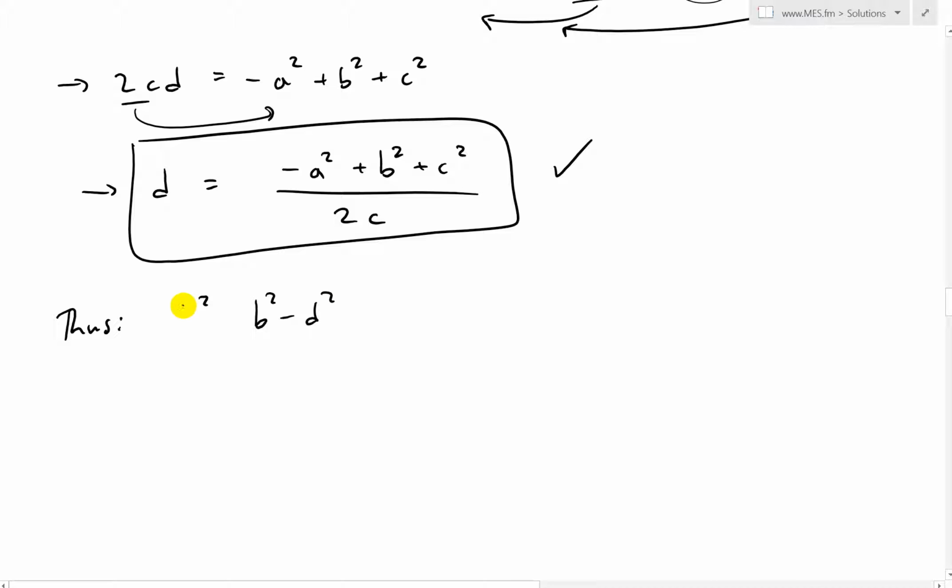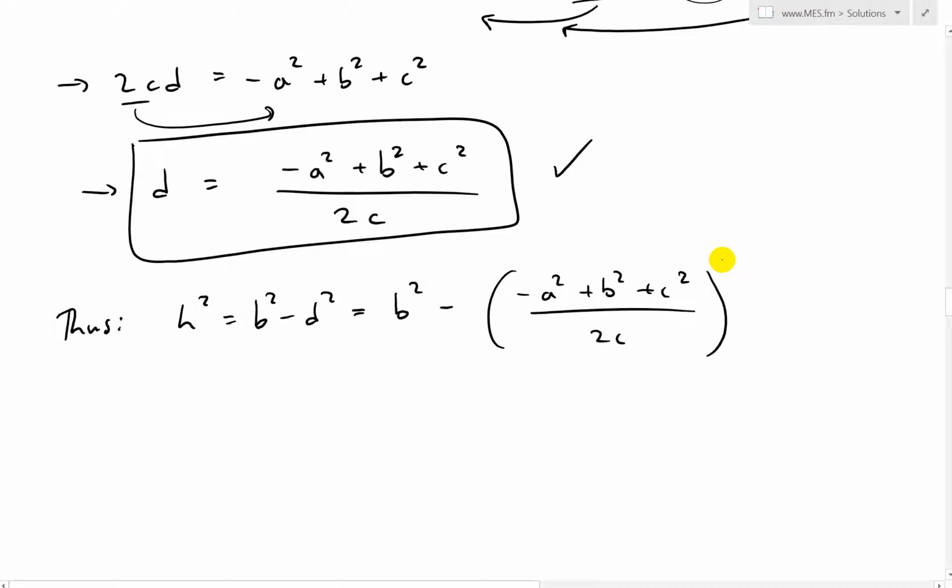Let's write this a bit neater. This equals b squared minus, now put this whole giant thing inside. It's going to be negative a squared plus b squared plus c squared, like that, divided by 2c, and this is going to be squared.